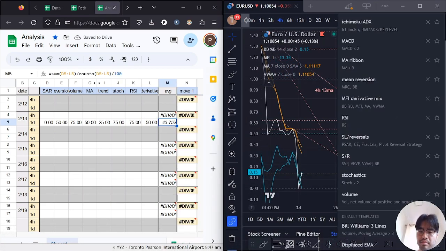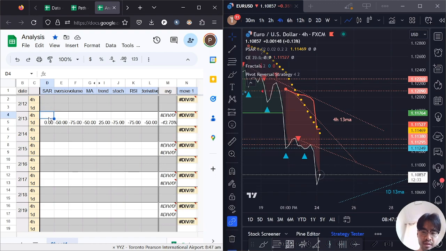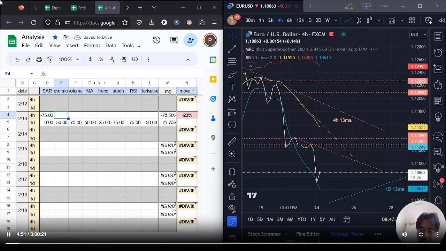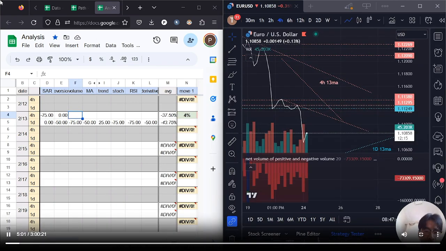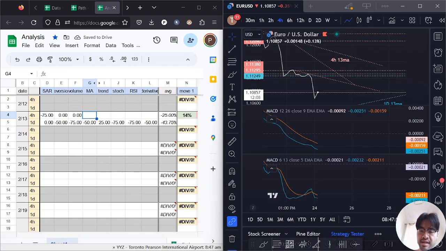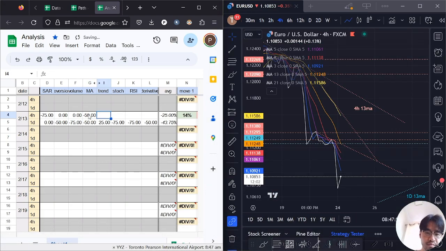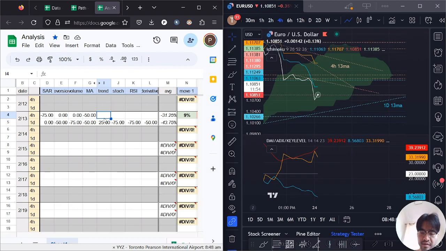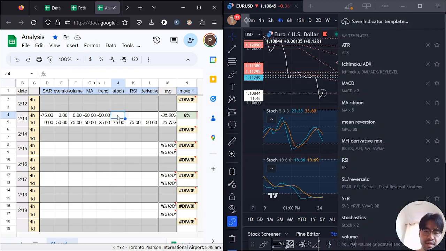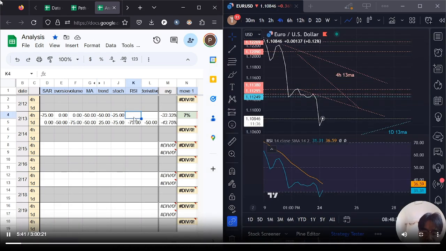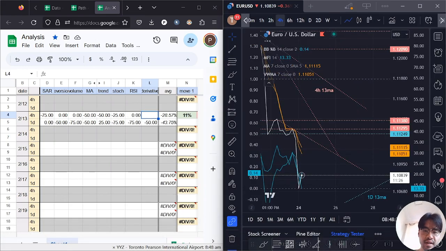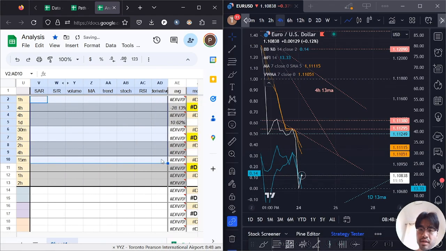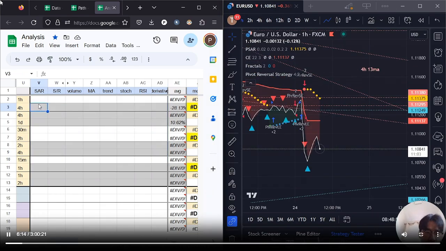That's a 4 hour. So reversals give it a negative 75. Reversion is 0, I'm gonna give it a 0 for this one. FT give it a negative 50. And to give it a negative 50 as well. Stochastics give it a negative 25. So I give it a 0. Derivative, give it a negative 25. Down to the 1 hour. Negative 25 here. I mean, negative 75.